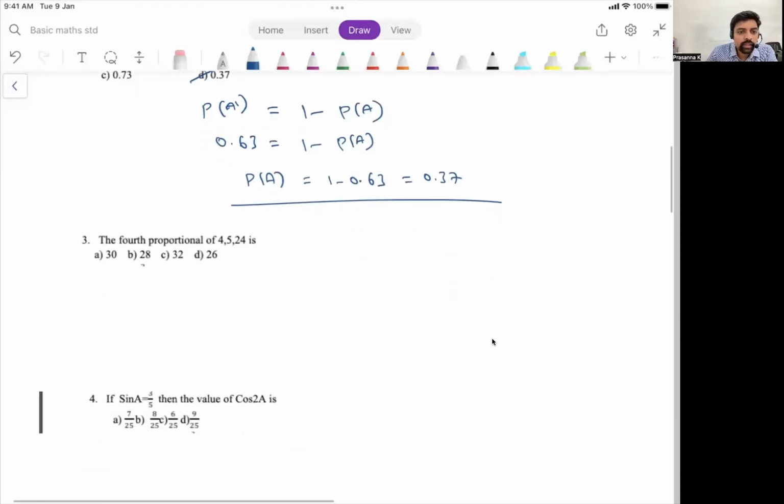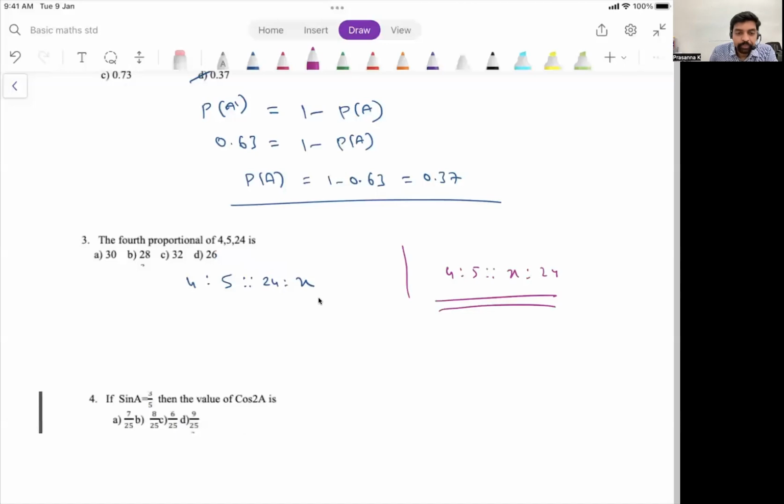Then third question is find the fourth proportional of 4, 5, 24. So let the fourth proportional be x. I will write like this: 4 is to 5 as 24 is to x. The question is to find out the fourth proportional, therefore I'll write the proportion like this. If the question is find the third proportional, then the proportion would have been 4 is to 5 as x is to 24.